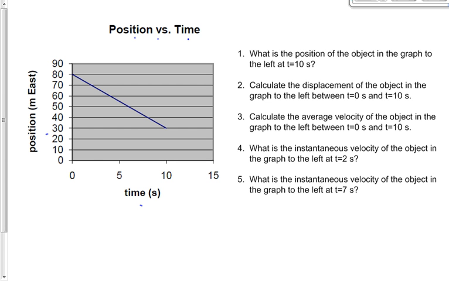What's the position of the object in the graph to the left at t equals 10 seconds? How do we do that?